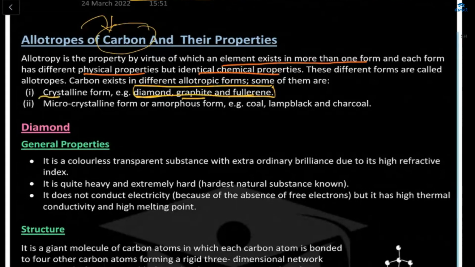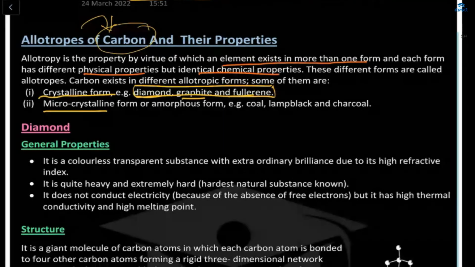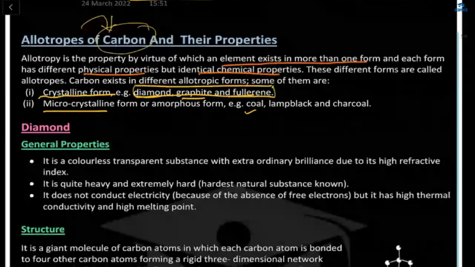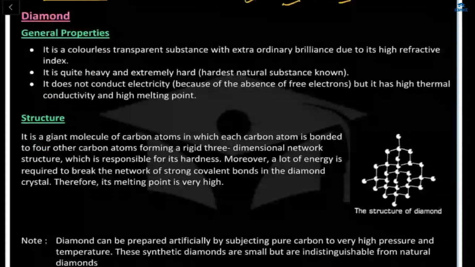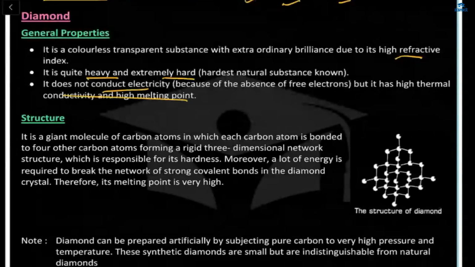This is your crystalline form. This is your microcrystalline or amorphous form. Examples are coal, lampblack, and chalk. So see, diamond. What are the general properties of diamond? It is a colorless, transparent substance. We all know the structure of diamond, right? It has a highly refractive index and is extremely hard. Diamond is very hard, and it is not a good conductor of electricity, but it has high thermal conductivity and a high melting point. So these are some general properties of your diamond.